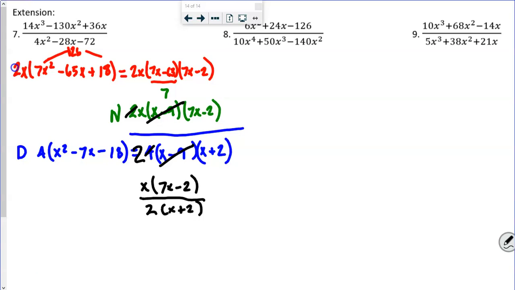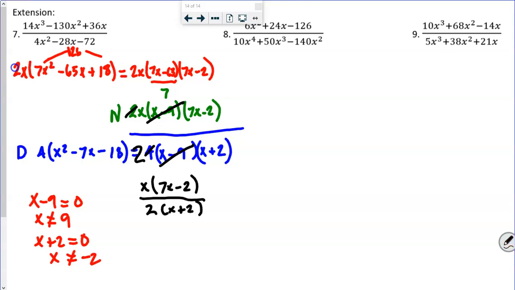Now remember, we still have to state our undefined terms. So we got to take this x minus 9, set it equal to 0, so x cannot be equal to 9, right? And then we got to do our x plus 2, same thing, equals 0. So x cannot equal negative 2. So those are the places where our denominator would be undefined, okay?